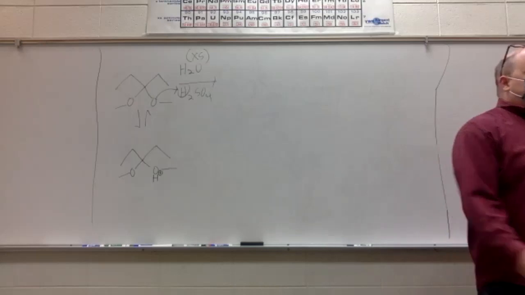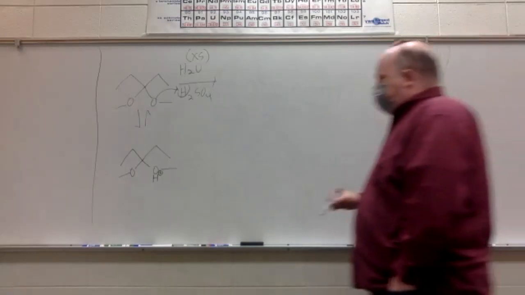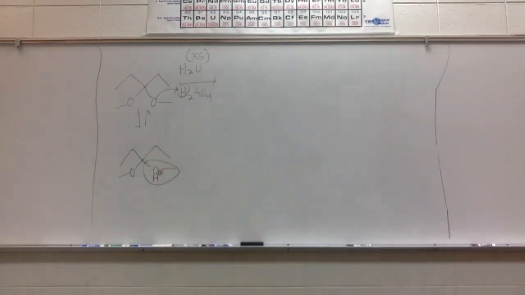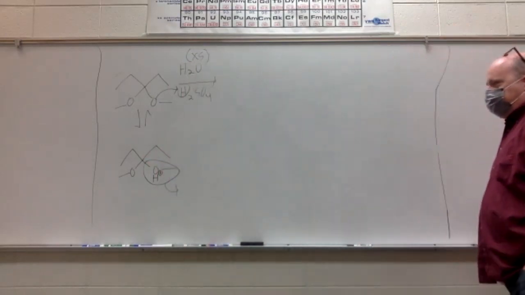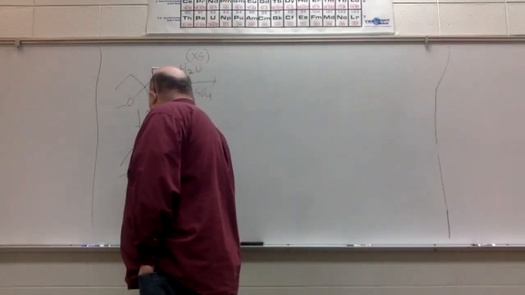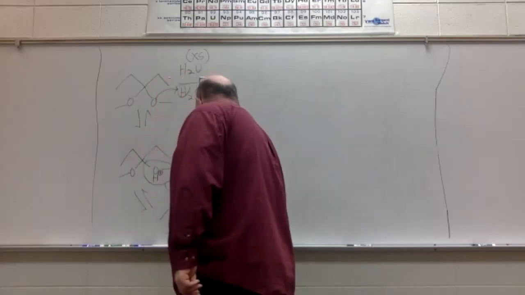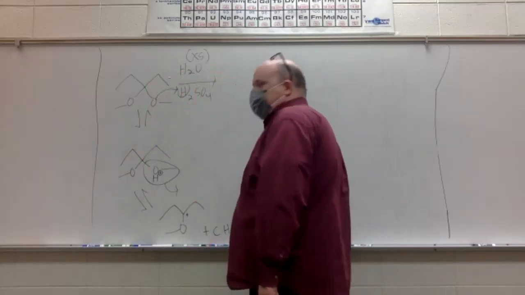Now, we've talked about the fact that in the past water is a really good leaving group. Well, alcohols are very similar in a lot of their properties to water. So you may notice that this right here is an alcohol. That's CH3OH. Water is a good leaving group. Alcohols are also really good leaving groups. So that alcohol group is going to leave, and that's going to leave you with a carbocation.